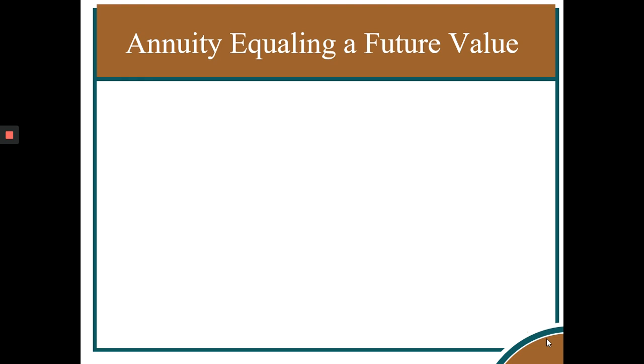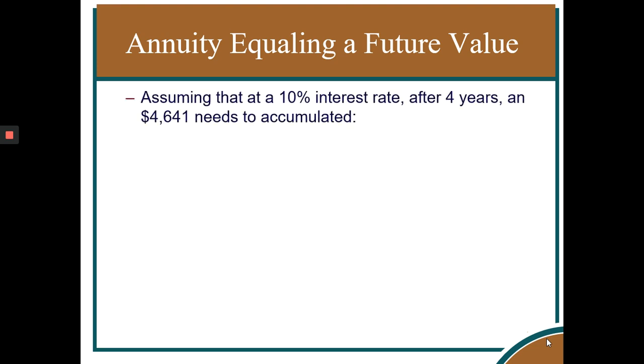Alright, so let's continue with the annuity equaling a future value. Let's say an example. Assuming a 10% interest rate, after 4 years you receive 4,641. You have a 10% interest rate and 4 years, and you know how much you would be accumulating at the end of the fourth year, which is 4,641. Now the question is asking how much the annuity is.